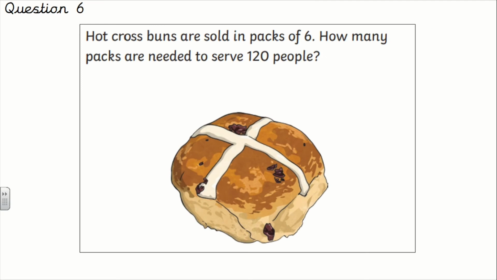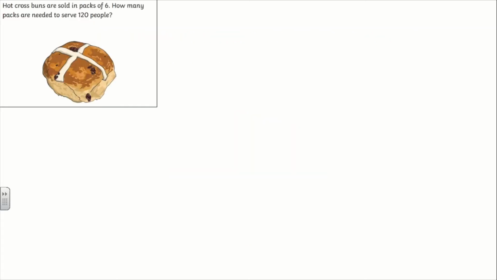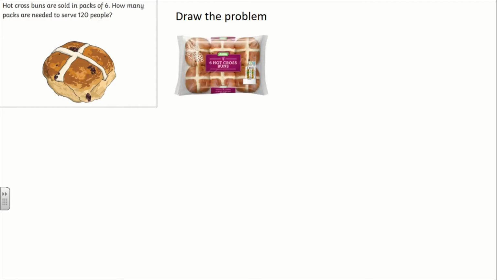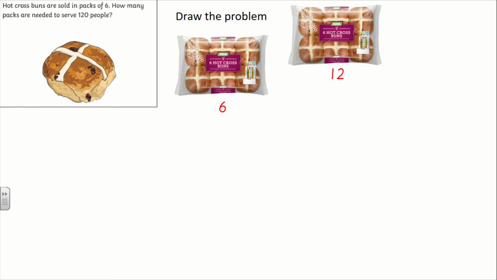Question 6. Hot cross buns are sold in packs of 6. How many packs are needed to serve 120 people? So, strategy 1 is draw the problem. Draw a rectangle with 6 circles inside. Count as you draw and stop when you reach 120.